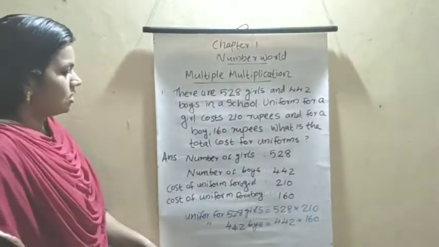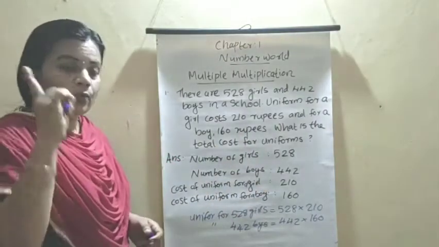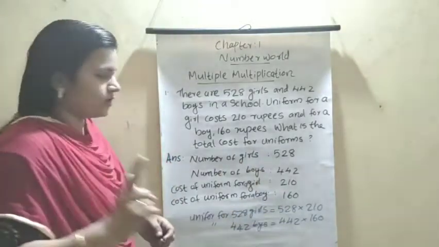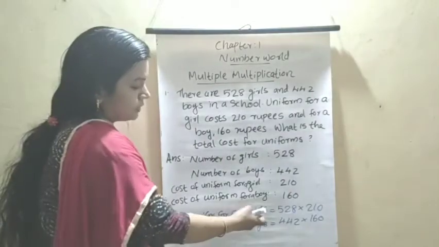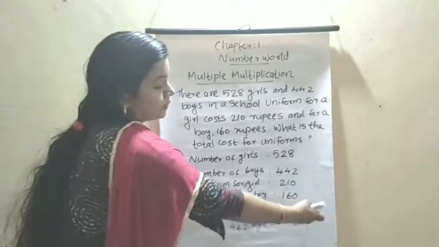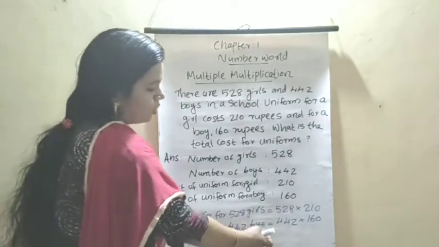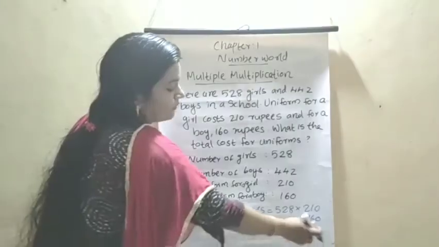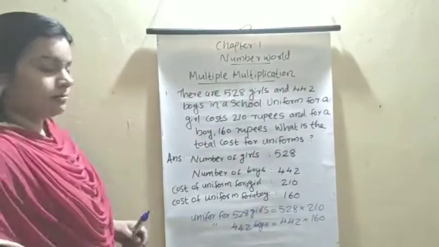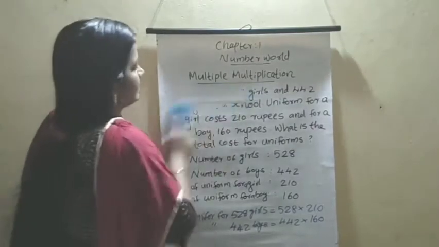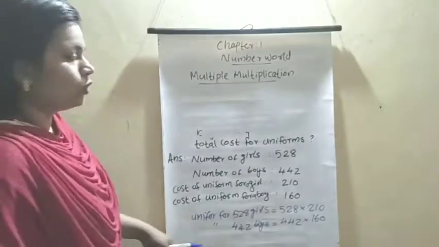So the number of girls is 528. Cost of uniform for one girl is 210, and for one boy 160 rupees. We want to find the uniform cost for 528 girls, so we can write 528 into 210. Next, again, the uniform for 442 boys is equal to 442 into 160. Then do the problem in the workout section here.